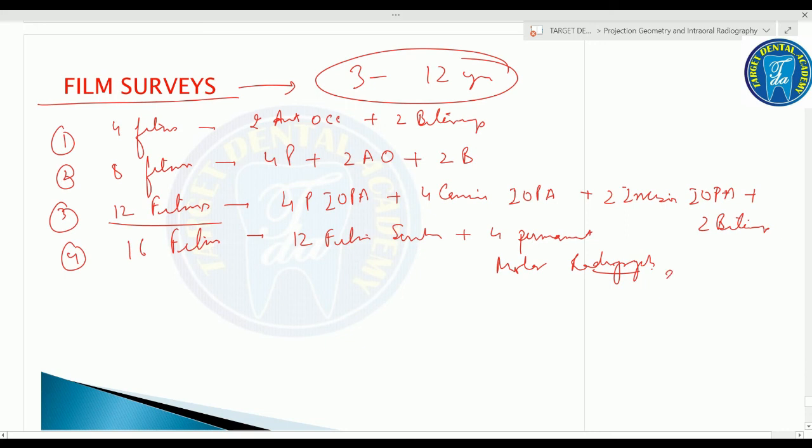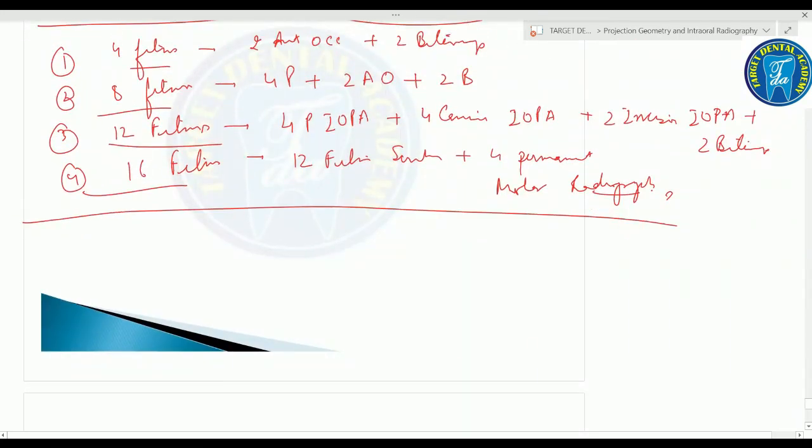So these are the film surveys, which include the 4 films, 8 films, 12 films and 16 films. Now coming on to the ages, their condition and their radiographs. At the age of 3 to 5 years, when there is nothing abnormal, whether there is open contact or closed contact, there is no requirement for any kind of radiograph.